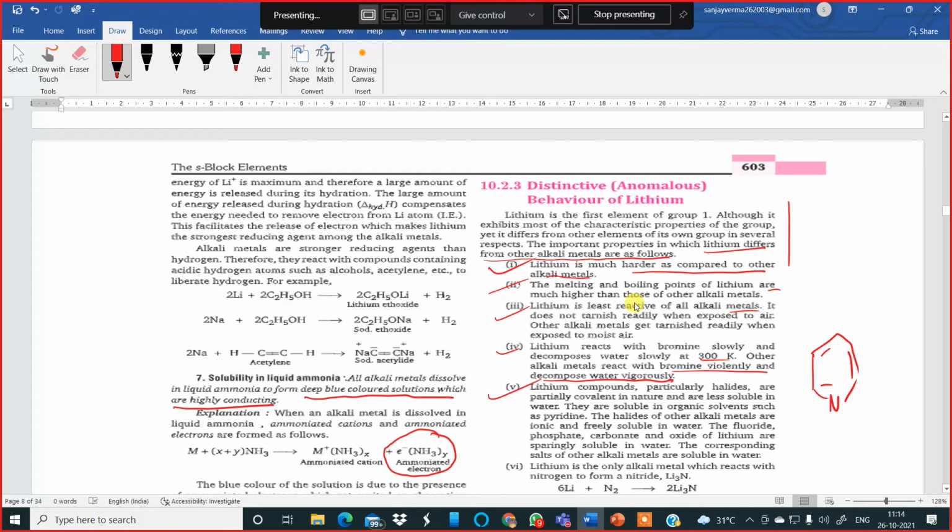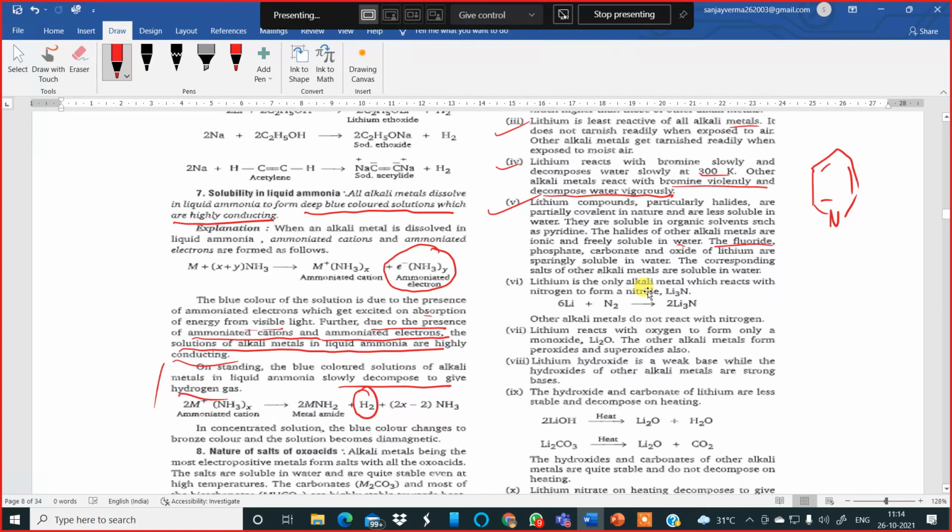The halides of other alkali metals are ionic and freely soluble in water. The fluoride, phosphate, carbonate, and oxides of lithium are sparingly soluble in water. The corresponding salts of other alkali metals are soluble in water. Remember that. Number 6, lithium is the only alkali metal which reacts with nitrogen. So this is an important question. Lithium is the only alkali metal which reacts with nitrogen to form lithium nitride. Other alkali metals do not react with nitrogen.